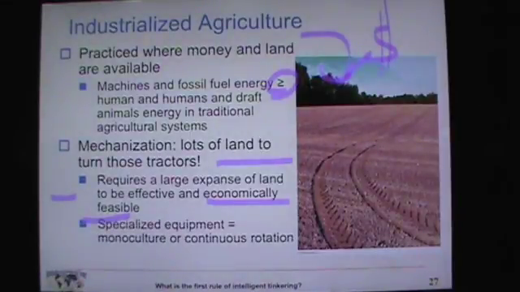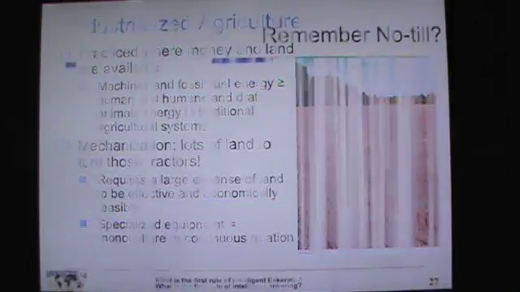You have specialized equipment, monoculture or continuous rotation, because you're not going to have a bunch of different machines to go out there. You have something to harvest soybeans, or something to harvest cotton, or something to harvest corn, and not more than that because machines are expensive.